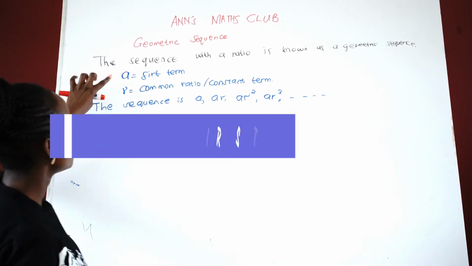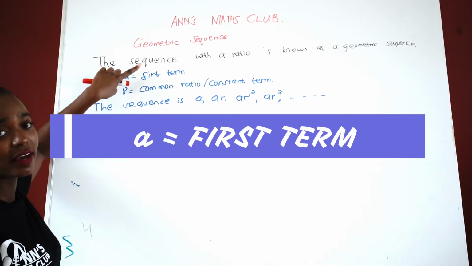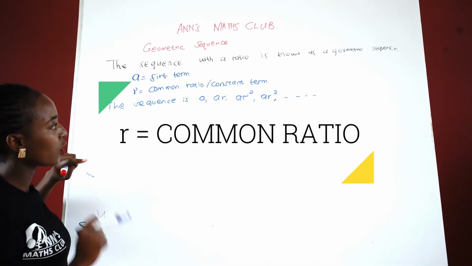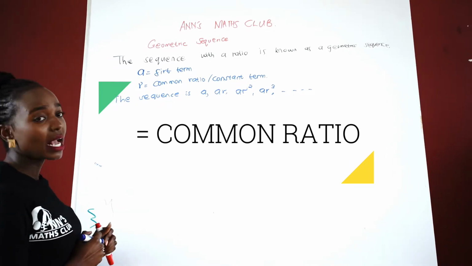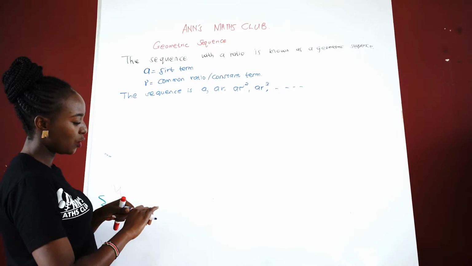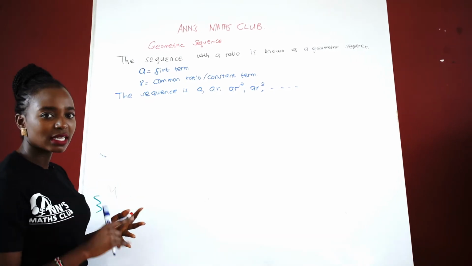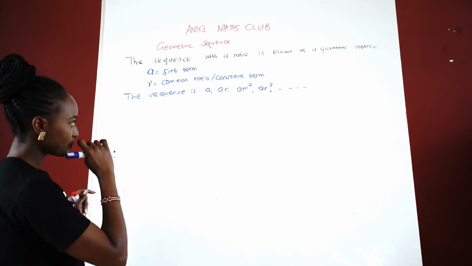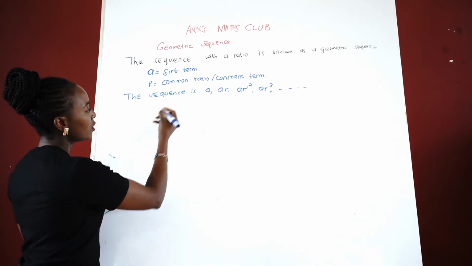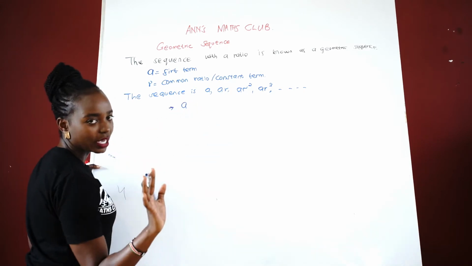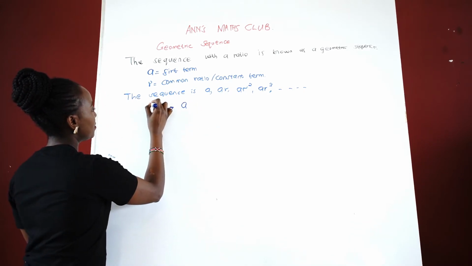As you can see, we've already written A is the first term. And we have R, which is the common ratio. It's a constant term. And when it comes to writing the sequence, let us break down how you can know the first term, the second term, for you to understand the concept. So the first term is actually A. It's just A, okay? This is the first term.